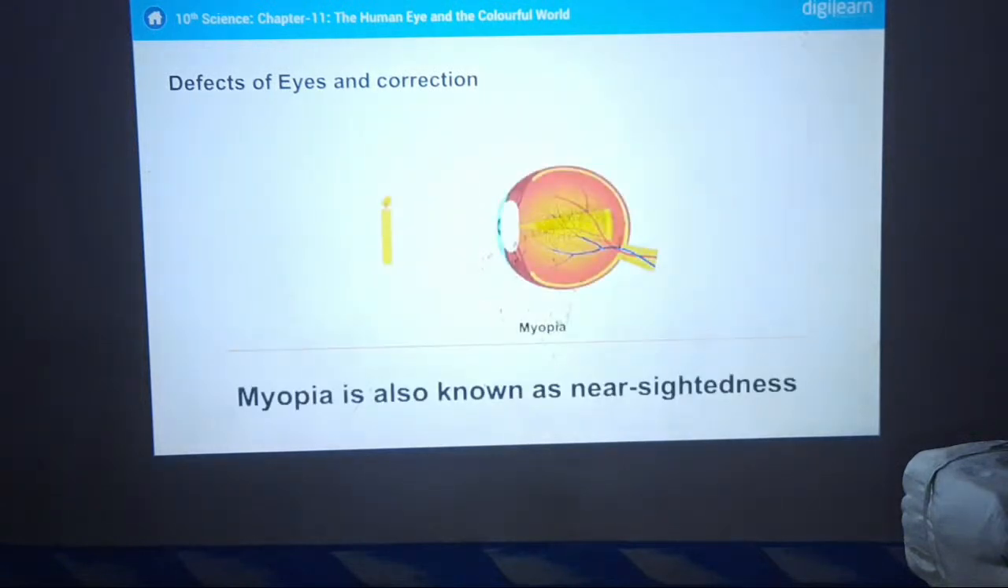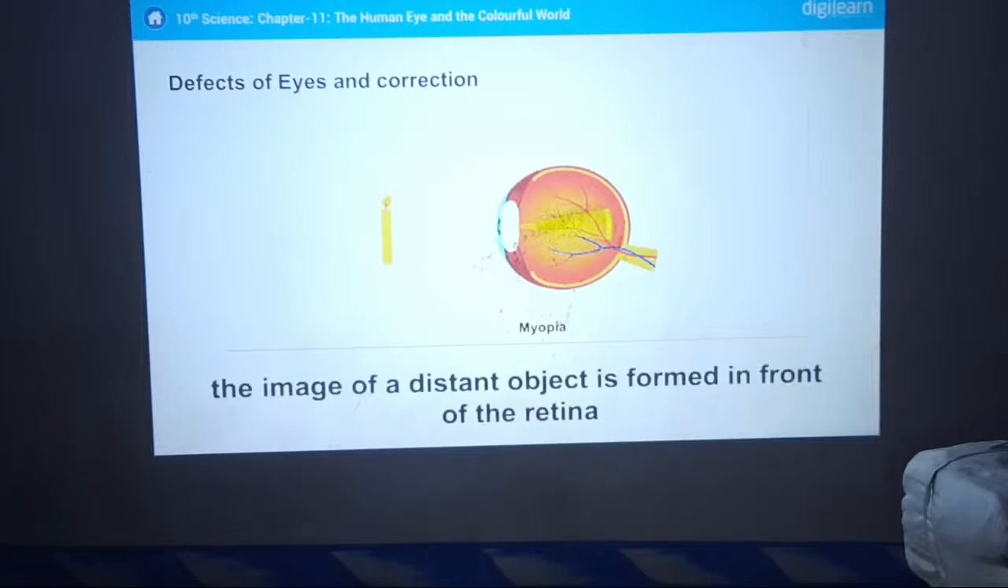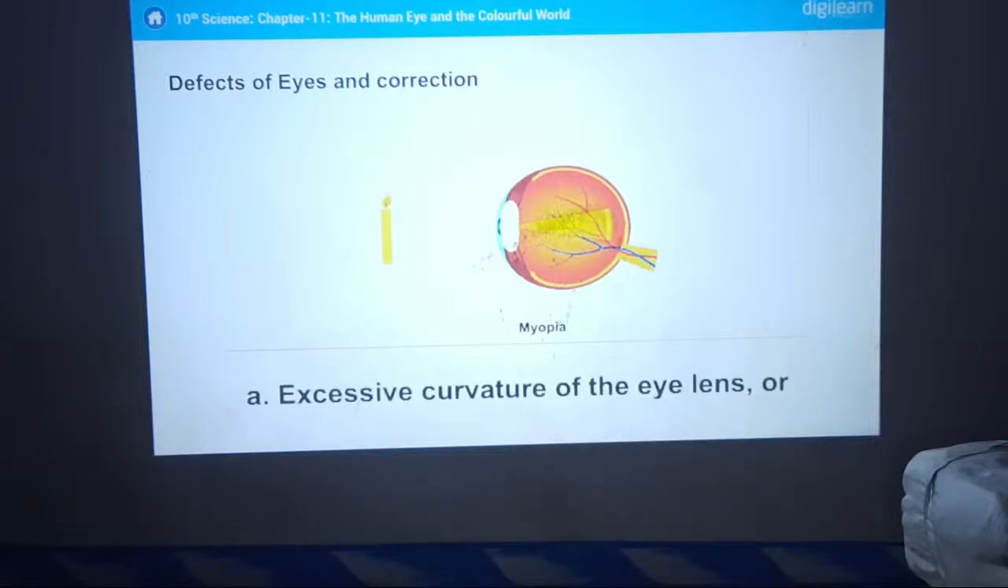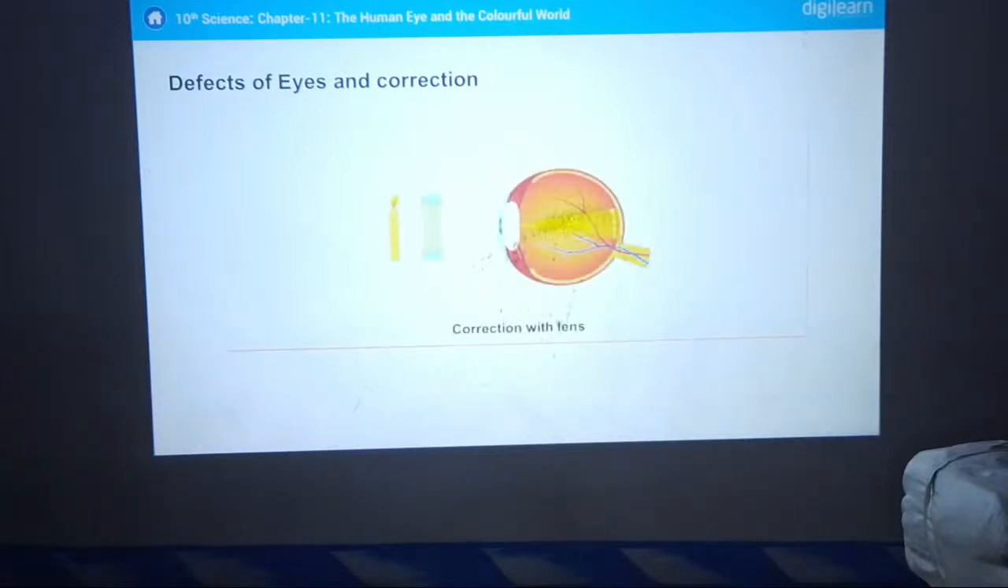Myopia. Myopia is also known as nearsightedness. A person with myopia can see nearby objects clearly but cannot see distant objects distinctly. In a myopic eye, the image of a distant object is formed in front of the retina and not on the retina itself. This defect may arise due to A. Excessive curvature of the eye lens, or B. Elongation of the eyeball.